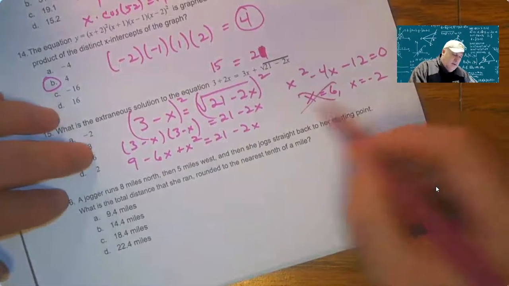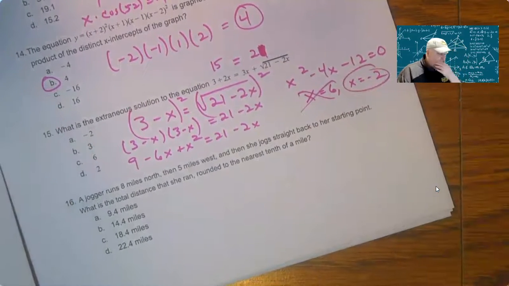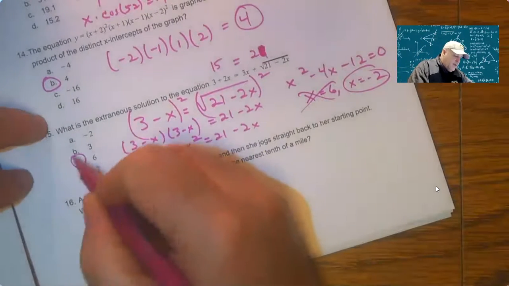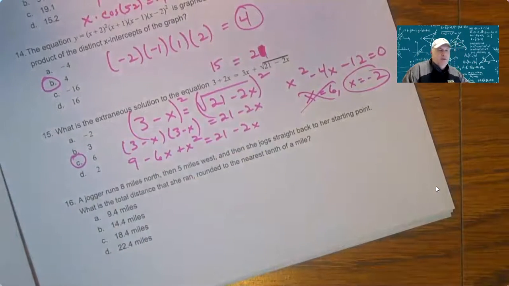So that's gone. So -2 is the solution. 6 is the extraneous solution. So tough problem there. You have to figure out which one does not work. And you're actually forced to do the algebra, because that's the definition of an extraneous root.